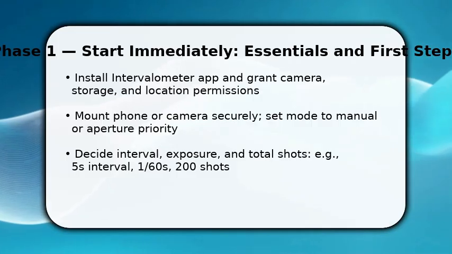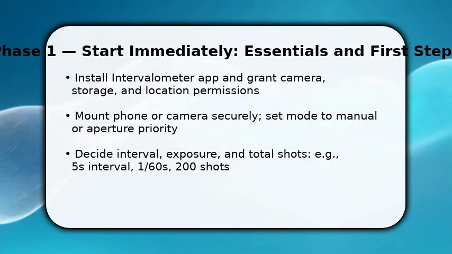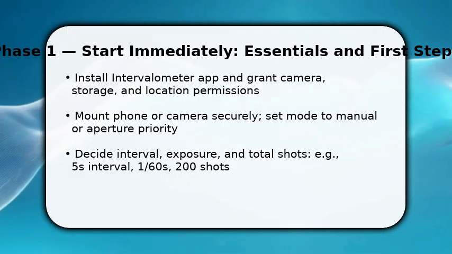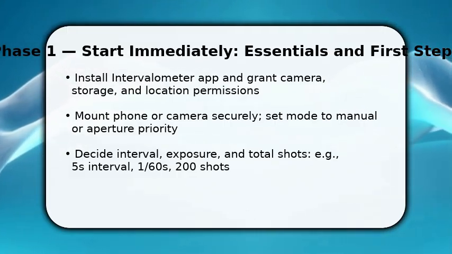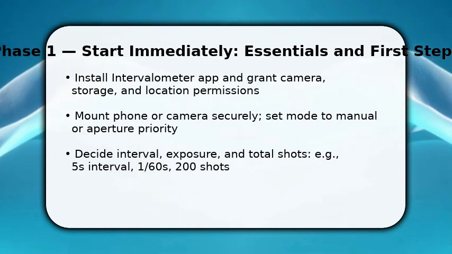frames. Once done, open the Intervalometer app, create a new session, and enter your interval, exposure, and total shot count. Use digits like 5s or 200 shots for clarity. Make sure to save the session. This ensures settings won't change if the app closes.